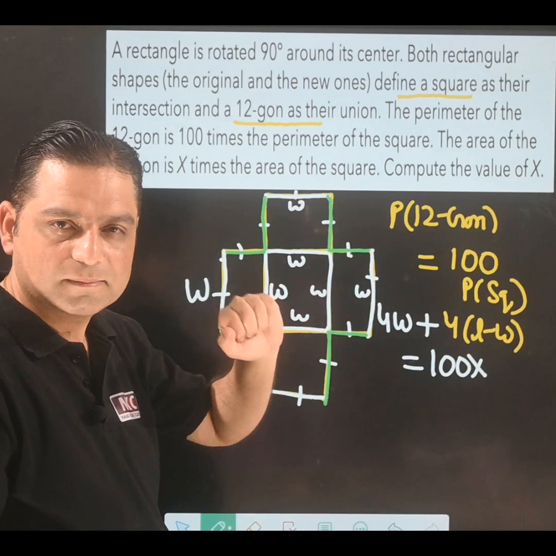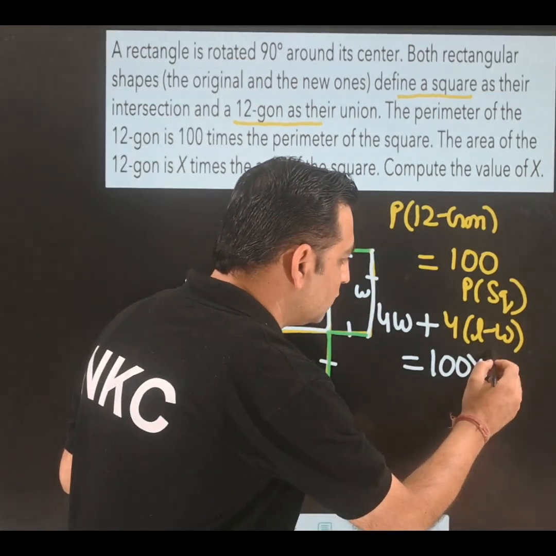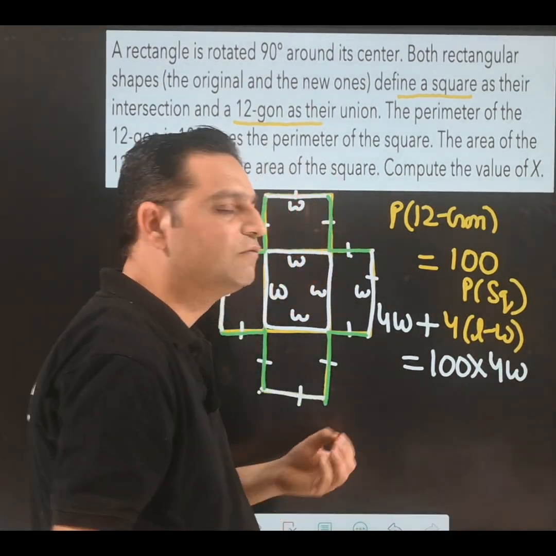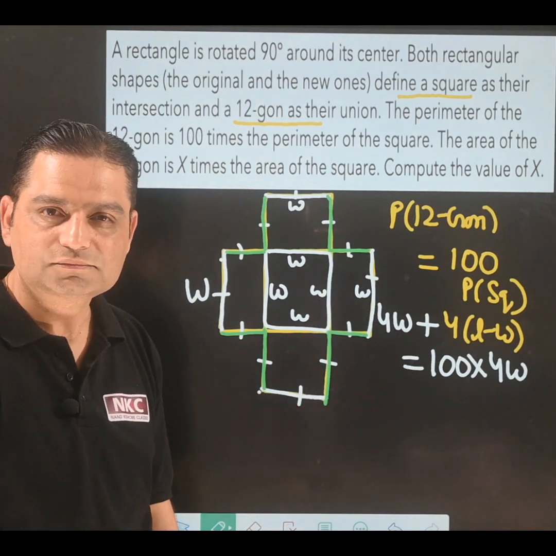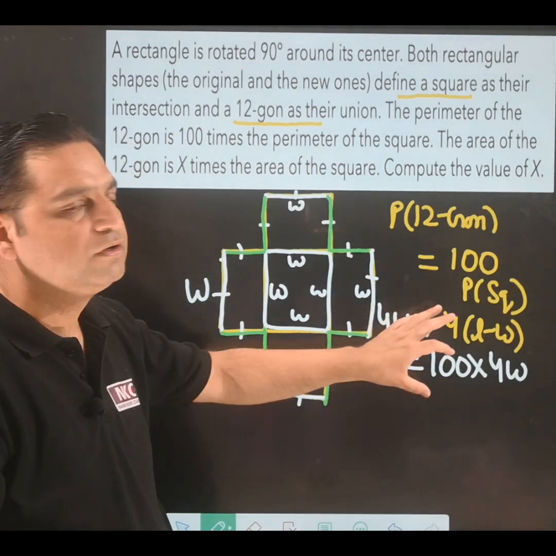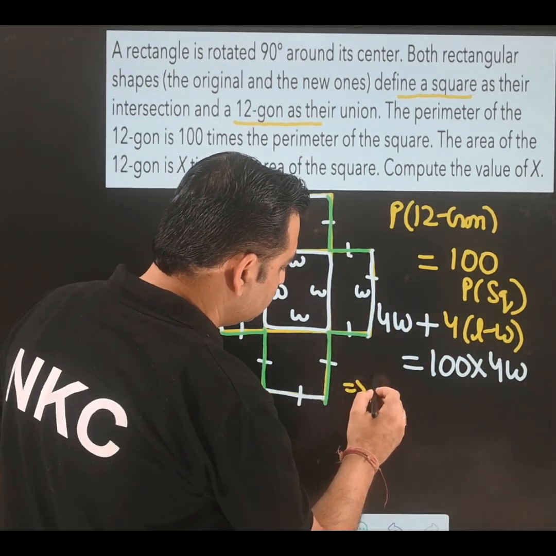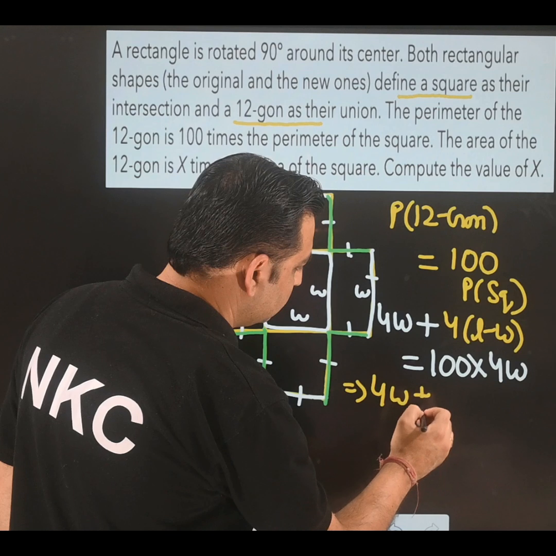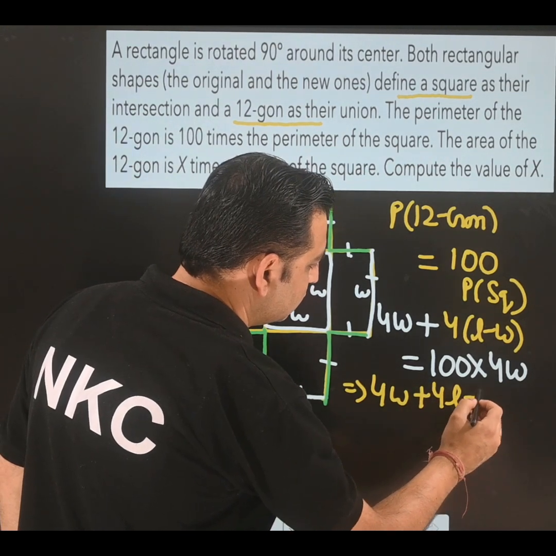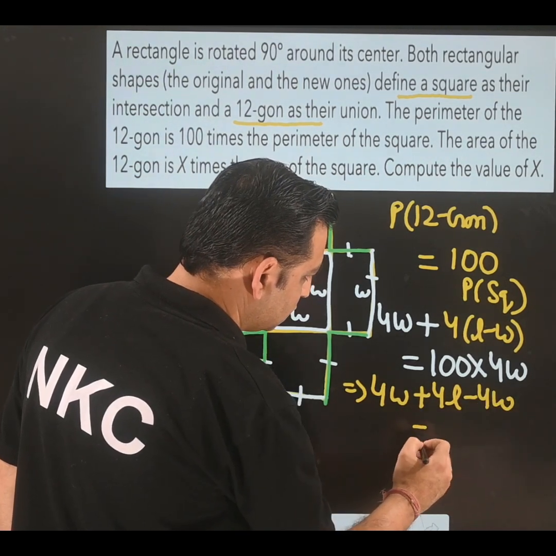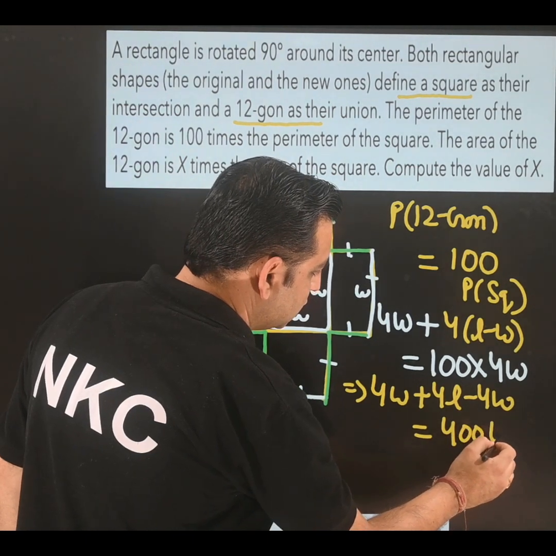perimeter of square. Now perimeter of square is what? Perimeter of square is 4W. So I filled the value 4W. We need to solve this equation. It becomes 4W plus 4L minus 4W is equal to 400W.